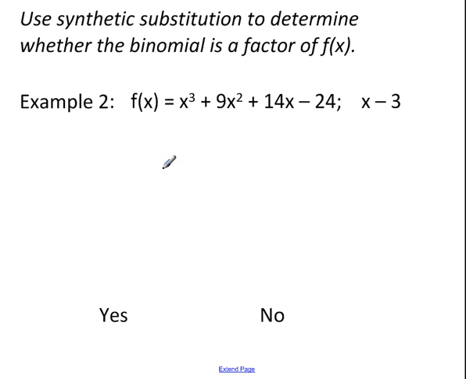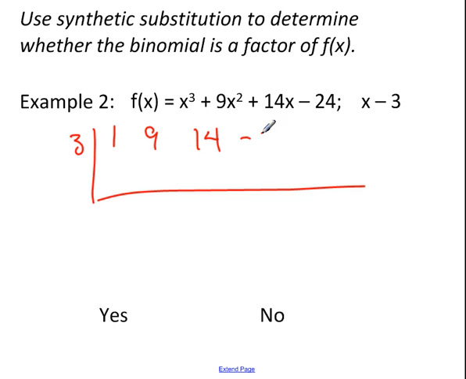Alright, so this is all we're doing today. We're just doing a whole bunch of these. So I'm going to work them out. If you want to check some of them out on your own, for the most part, you can. And just check and see if your answers are good or not. So 3 goes here. Got 1, 9, 14, and minus 24.